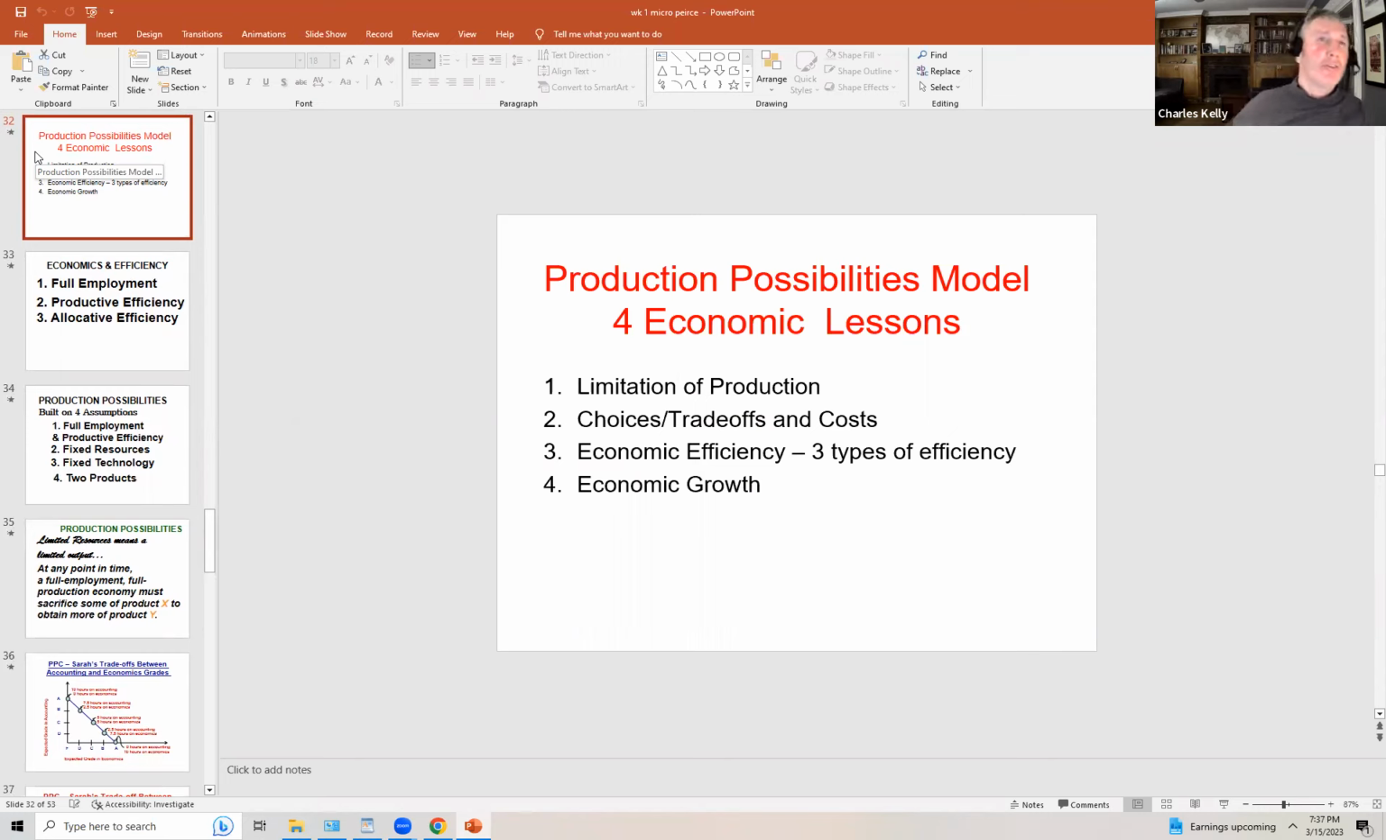The next economic lesson is that it demonstrates choices, trade-offs, and costs. We can't have more of good X without giving up some of good Y. We can't have more consumer goods without giving up capital goods. Right? The third economic lesson, efficiency. And we're going to talk about 3 types of efficiency. I already mentioned 2 of them. Full employment and productive efficiency. We're going to talk about a third one called allocative efficiency. And then economic growth. So let's talk about efficiency in more detail.